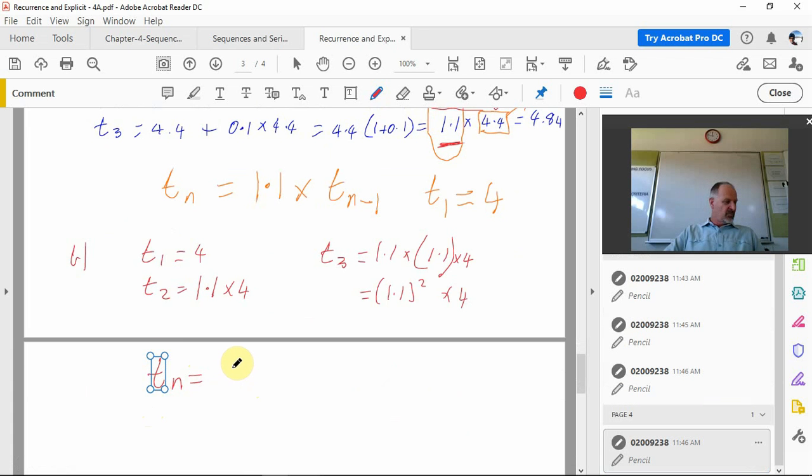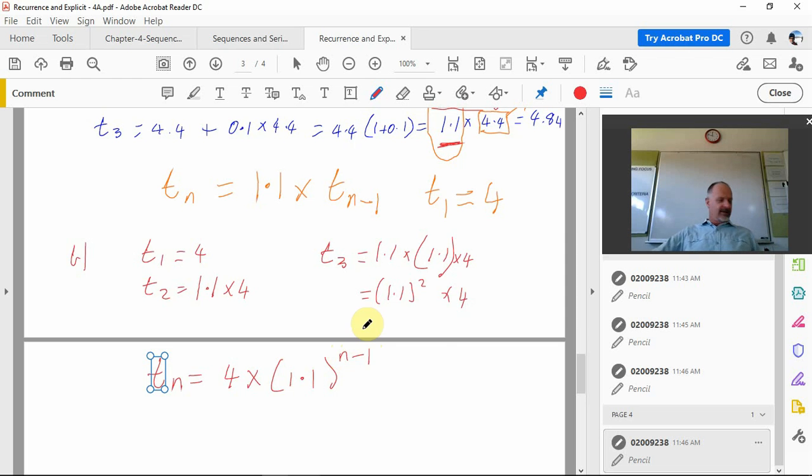What we've actually got then is that our term number n is 4 times, because there's a 4 in all of those, times 1.1 to the power of 1 less than whatever term number we're looking at. All right. So there's our explicit relationship. So our explicit relation, there it is.